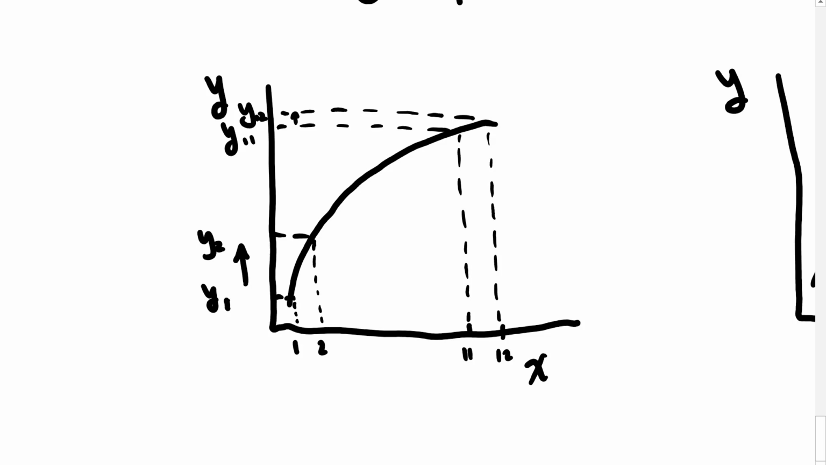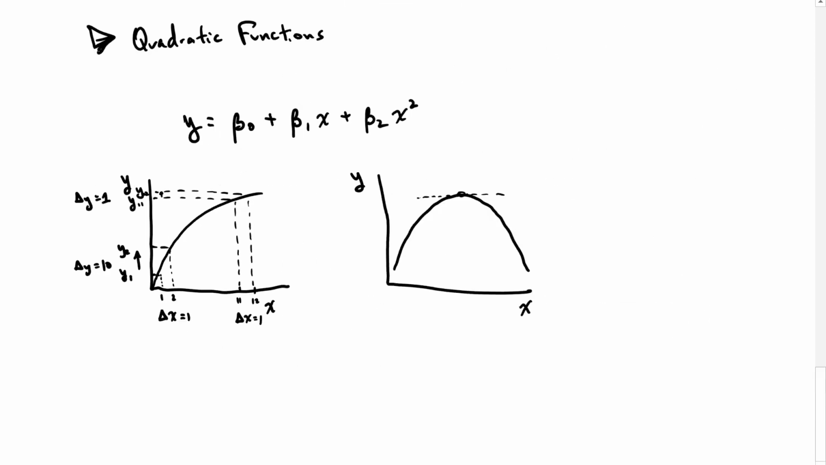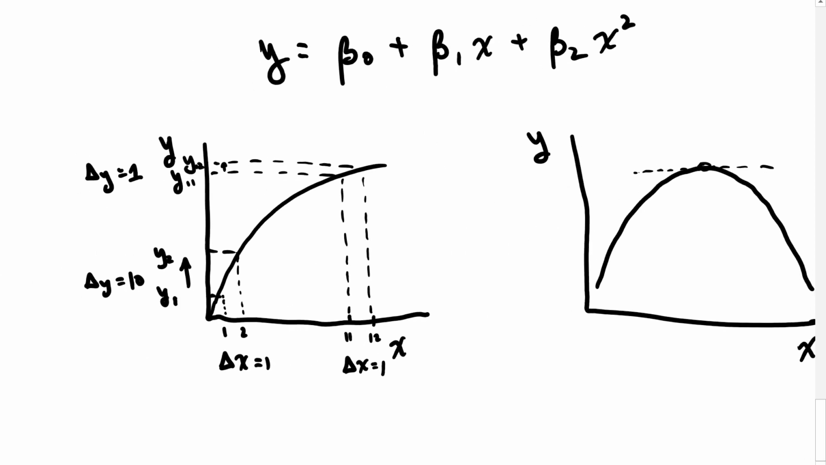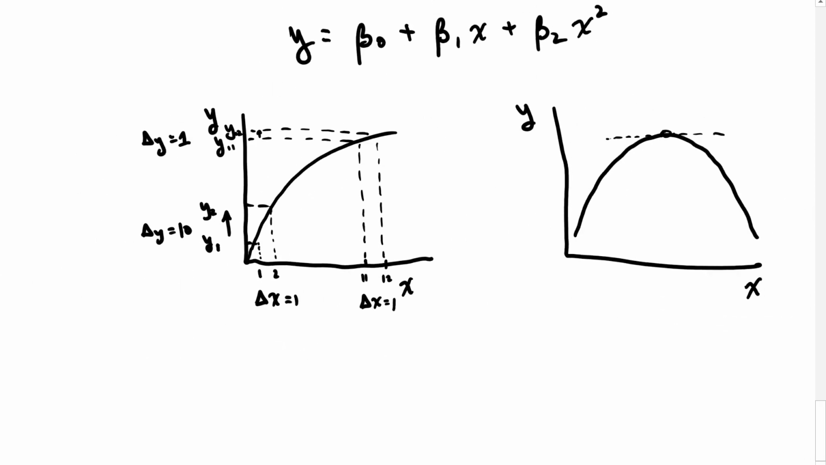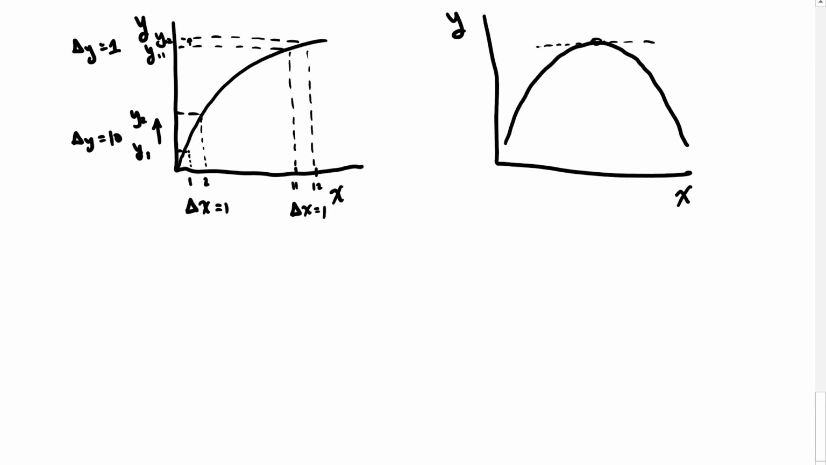So here a small increase in y, here a big increase in y, even though the change in x is the same in both cases. The change in x equals 1, change in x equals 1. And this one, the change in y might be equal to, say, 10, and the change in y up here might be equal to 1. And so, again, diminishing marginal return, or diminishing marginal product, all sorts of economic behaviors exhibiting this functional form.